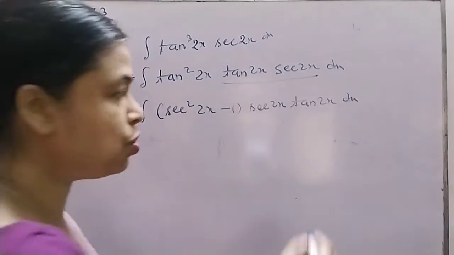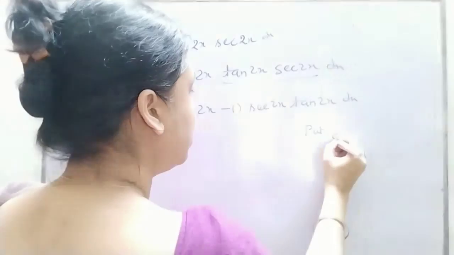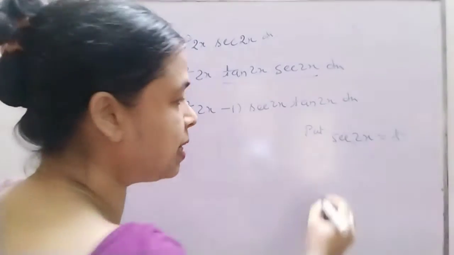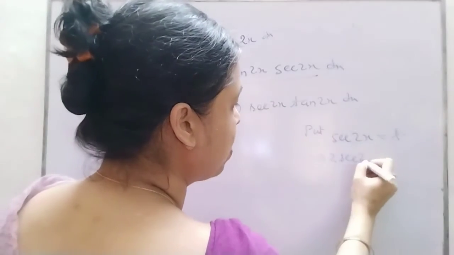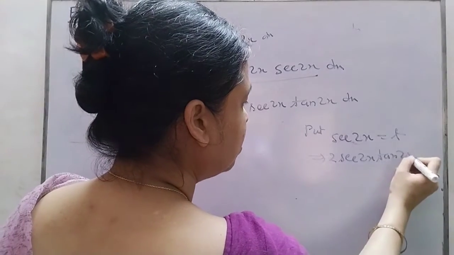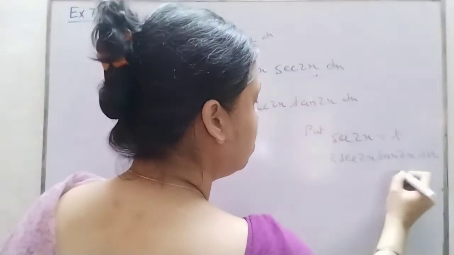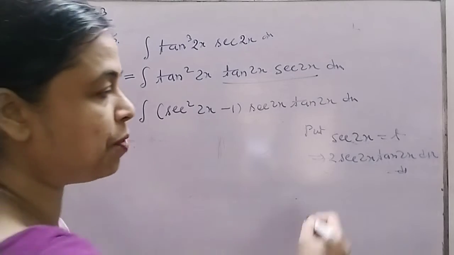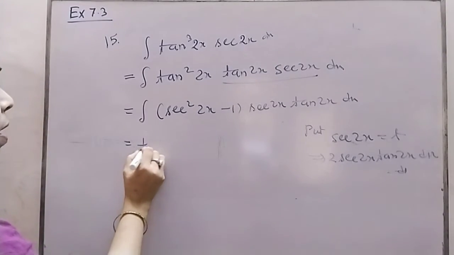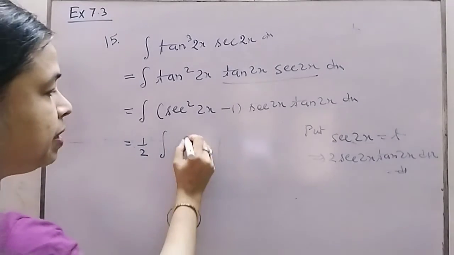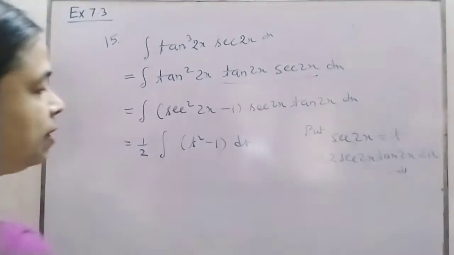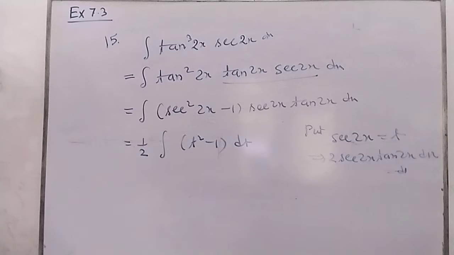So what is the substitution I have to use? Put sec twice x equal to t. Derivative of sec twice x is 2 sec twice x tan twice x dx equal to dt. After that, the 2 I have to bring to the right side, it becomes half. The integral of sec square means it becomes t square minus 1, and sec x tan x dx can be written as dt. Okay, now it is integrable.